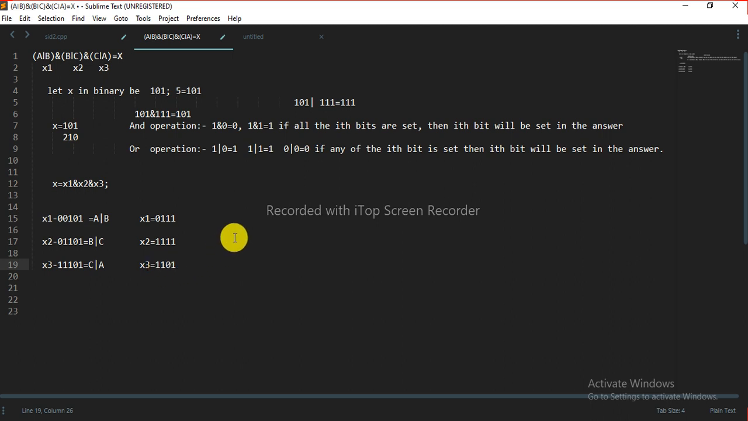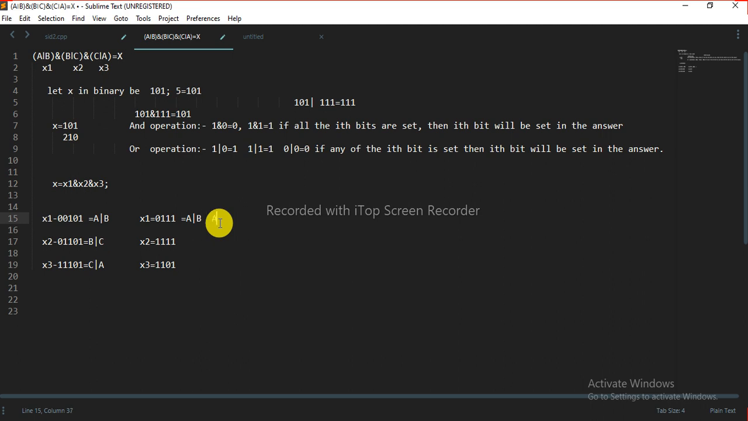Other bits can also be set, but we are not sure of that. Okay, so now we will see how we can find A, B, C according to this. Basically, what the OR operation does is, if any ith bit is set, then it will be set in the answer. So x1 is equal to 0111 and it will be equal to A or B. Since the 0th, first and second bits are set, in A and in B, the 0th, first and second bits will be set in any of the numbers. It can be set in A also, it can be set in B also, or it can be set in both A and B.